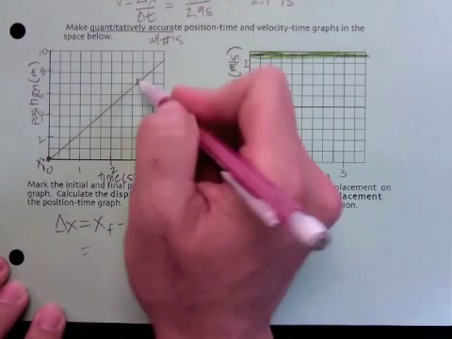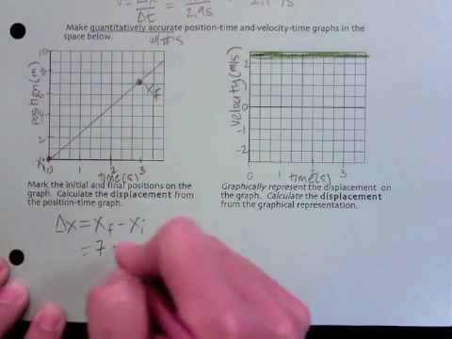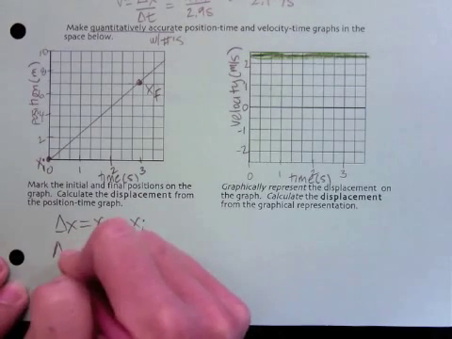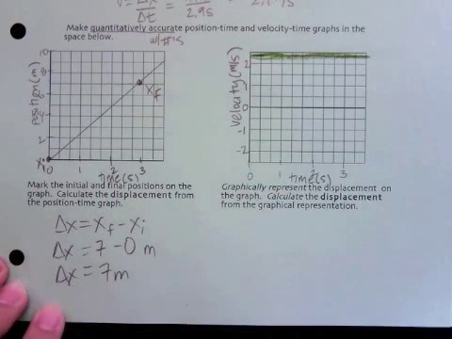Displacement is the final minus the initial position. And what was his final position? According to the graph, it was 7. What was his initial position? 0. So the displacement was 7 meters. You will not always be given the points that go into this graph.